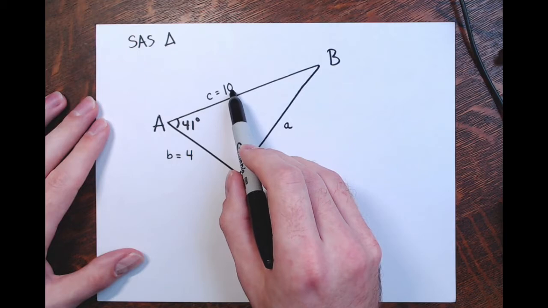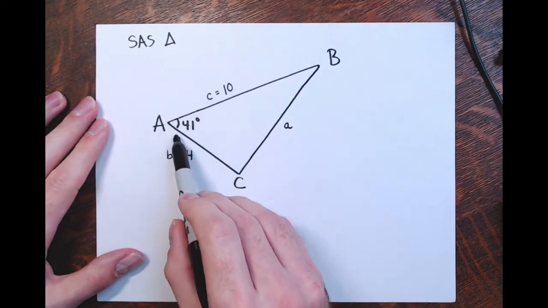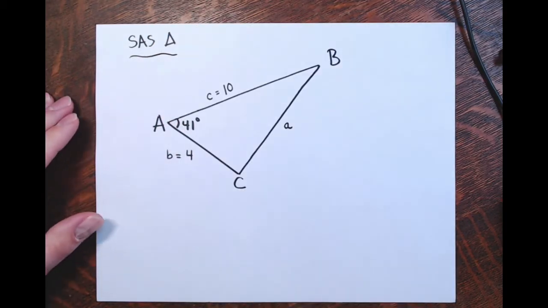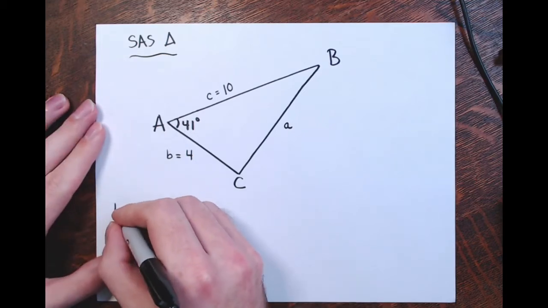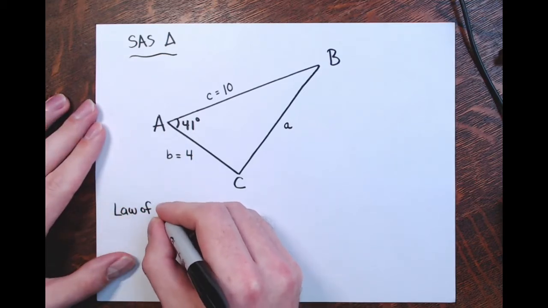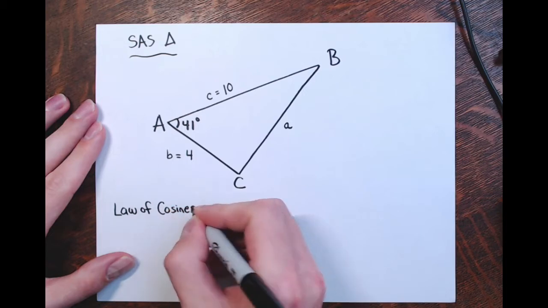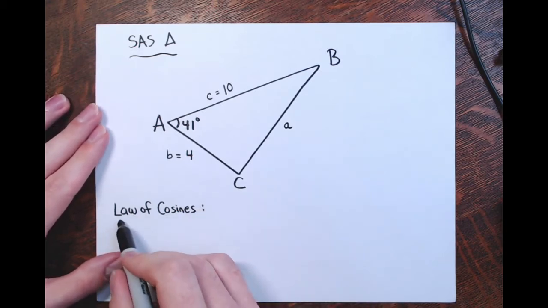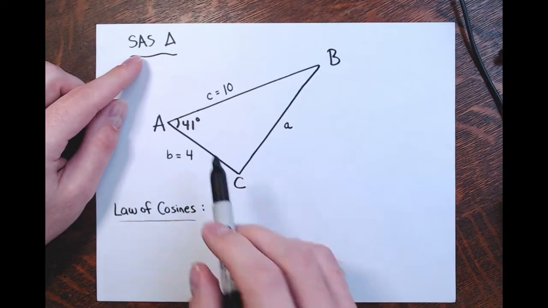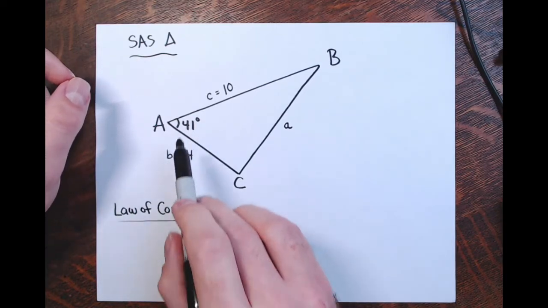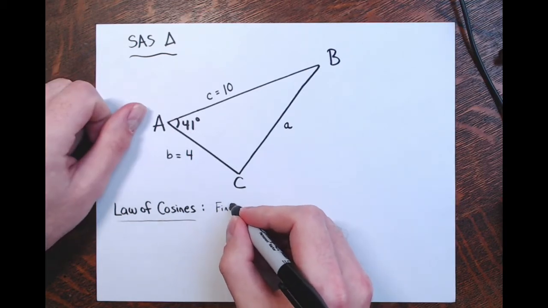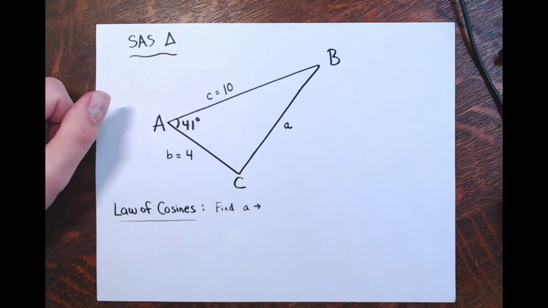So we have little c is 10 units long, little b is 4 units long, angle A is 41 degrees. Now, in the side, angle, side scenario, you can use the law of cosines to find the side opposite the angle. This angle we know, so we can use the law of cosines to help us find the side opposite. I'm going to use it to find little a here. So what does the law of cosines look like?